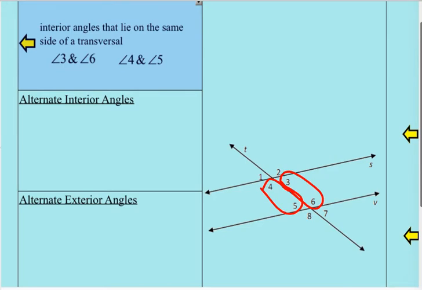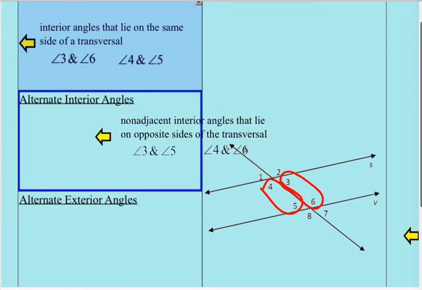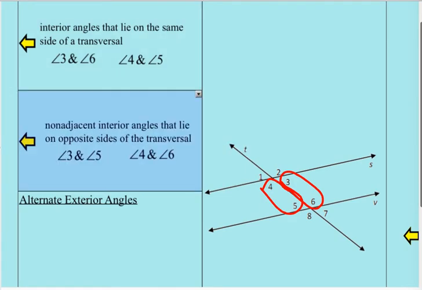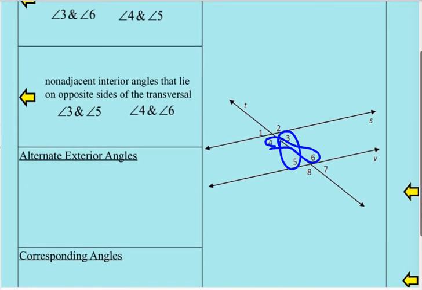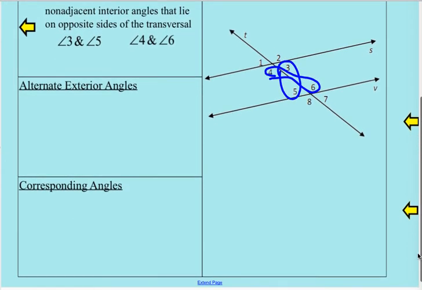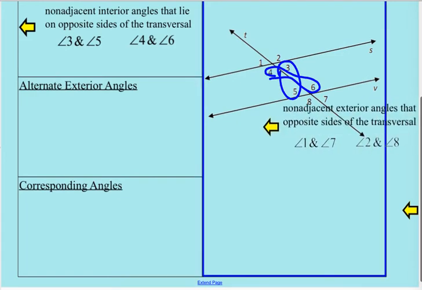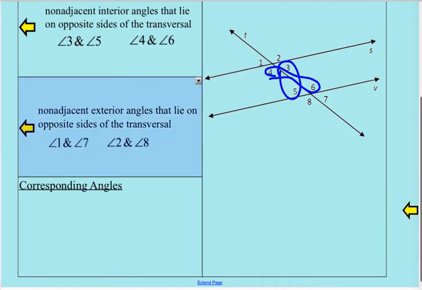Alternate interior, still inside, but now we're saying go on the opposite side of each other. It's going to have 3 and 5, and 4 and 6. Those will be alternate interior. Alternate exterior, so opposite side again, but this time we're moving outside. So alternate exterior would be like 1 and 7, and 8 and 2. That's going to be alternate exterior.